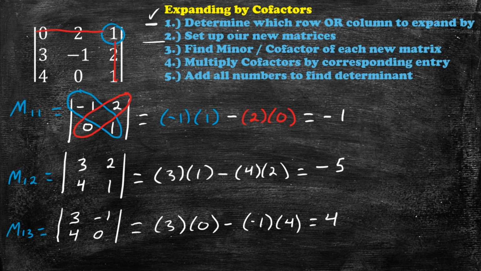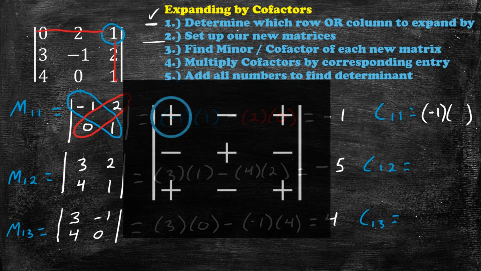What we can do is find our cofactors. So our cofactors, C1,1, C1,2, and C1,3, is equal to our minor, which we found out for the top one is -1, times, we want to figure out what sign I need to multiply this -1 by. Okay, I'm going to show the cofactor matrix on the screen right now.